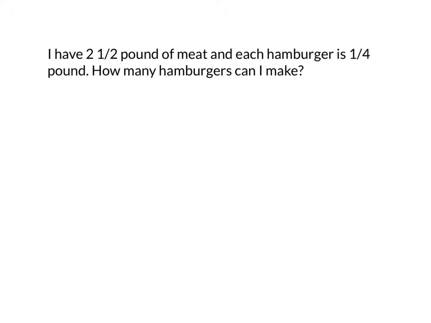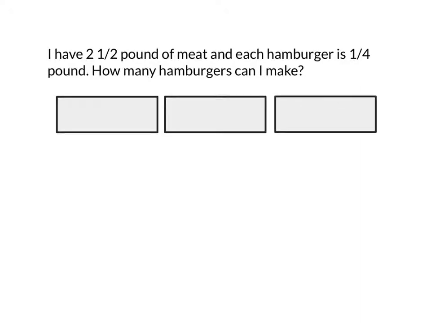And in this problem, I have 2.5 pounds of meat, and each hamburger is 1/4 pound. How many hamburgers can I make? So in this situation, I have 2 whole pounds of meat. So I have all of the first one. So we have all of this, that's my 2 wholes. And then in this one, we have half. Okay, and we want to see how many 1/4 pound burgers I can make.